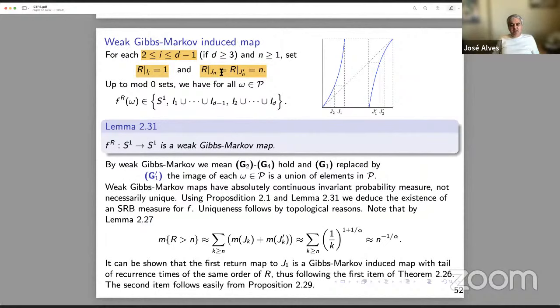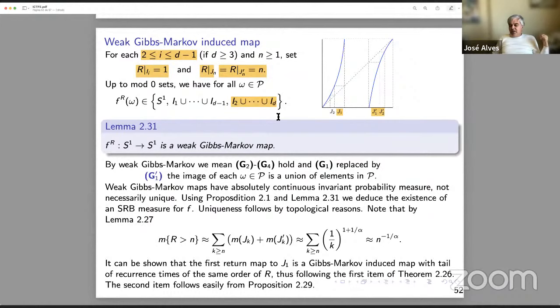And I define the recurrence time. Let's see the first case, which is for J1. For J1, I define the recurrence time equal to 1. So what does it do? See that the leftmost point of J1, when I iterate once, goes to the rightmost point, which is Z0, and the rightmost point goes to 1 here. So what is the image of J1 by one iterate? It is the interval from the rightmost point of J1, which is Z0, to 1. So it's precisely this union of intervals here.